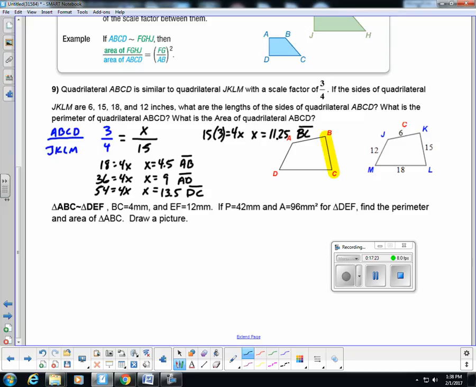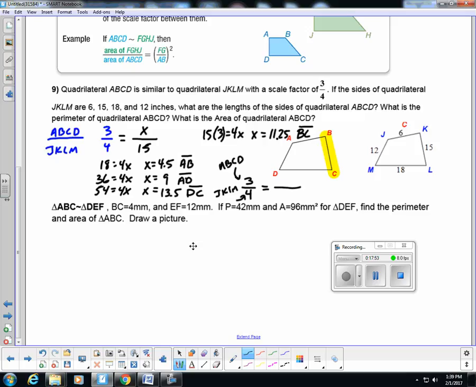Okay. Now, the next question asks, what is the perimeter of the quadrilateral? Well, understand this. The scale factor is the same for the perimeter as it is for the lengths of the sides. So here's what I mean by that. Our scale factor's 3 to 4. The 3 and everything in the top comes from A, B, C, D. Everything in the bottom comes from J, K, L, M.